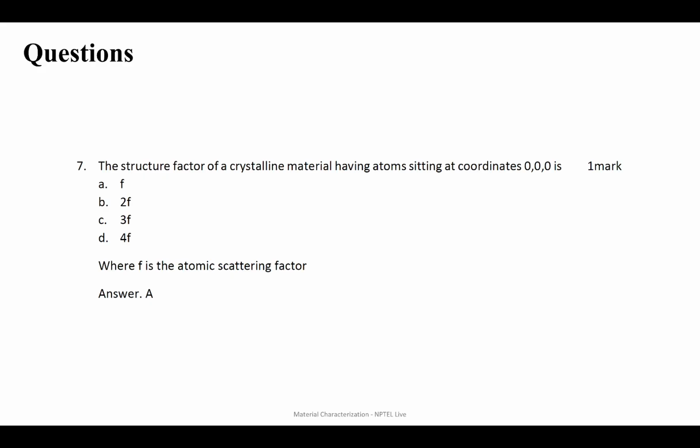So this we studied. For an atom at 0, 0, 0, it will be H·0 plus K·0 plus L·0, so it will become e to the power 0, which is 1. So this capital F will be equal to small f. So A is the correct answer.